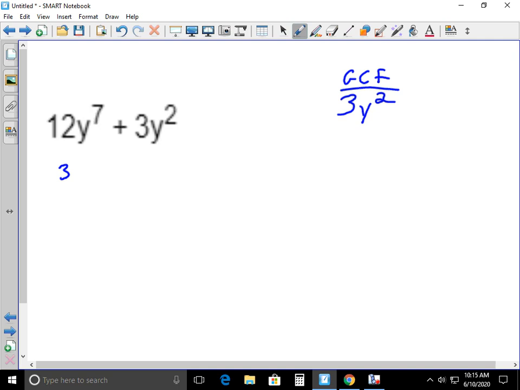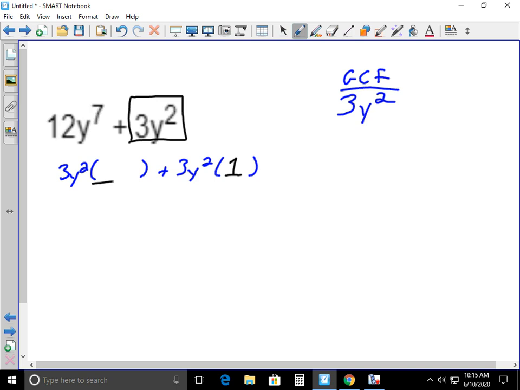So we want to express each term as 3y squared times something. Well, the second one's easy enough. 3y squared is that term. So what times 3y squared makes 3y squared? Well, anything times 1 is itself. So that last term is just 3y squared times 1.